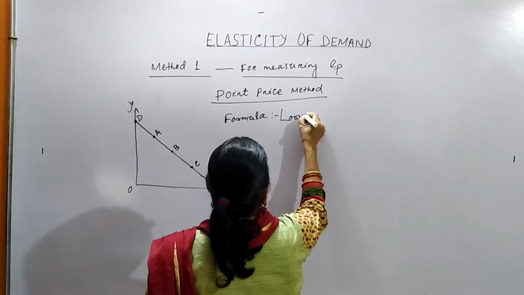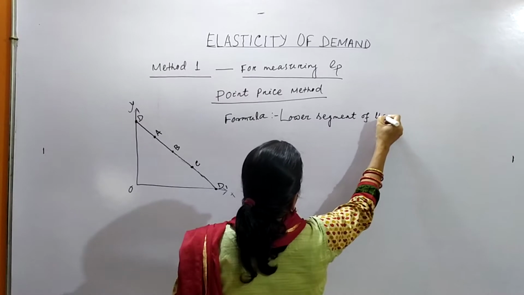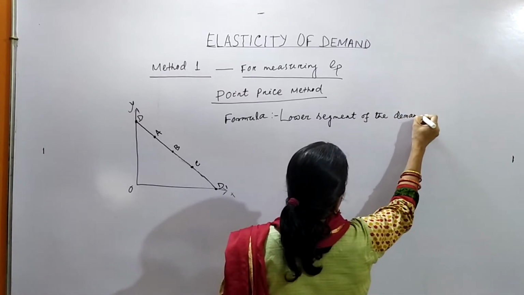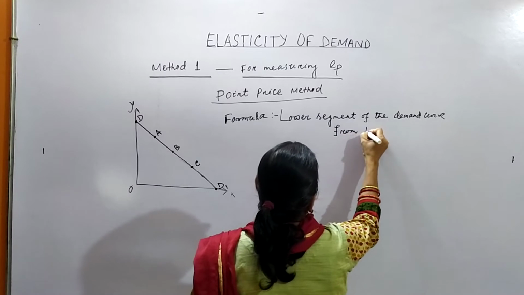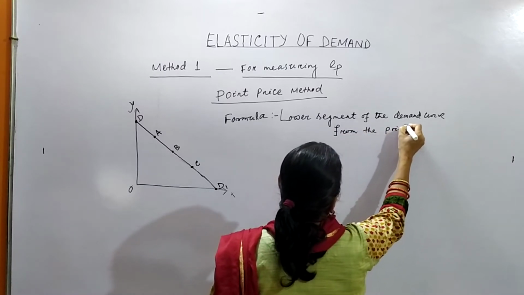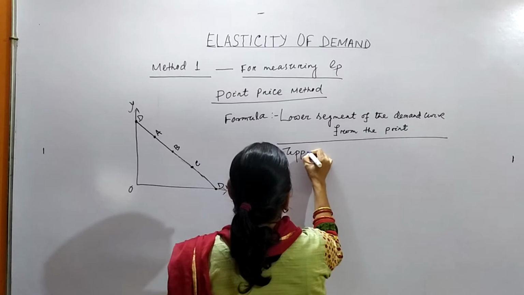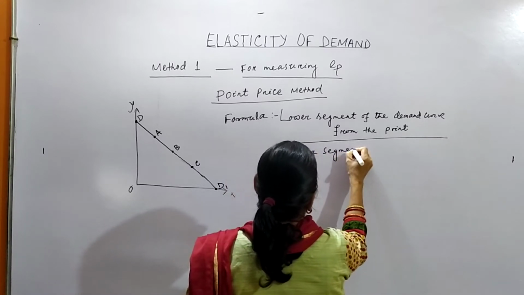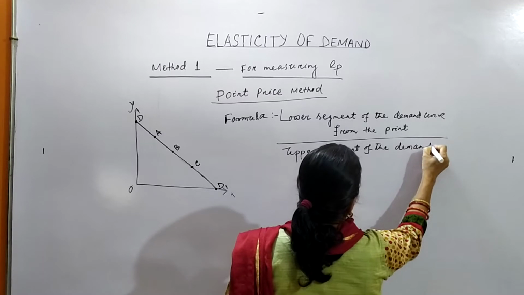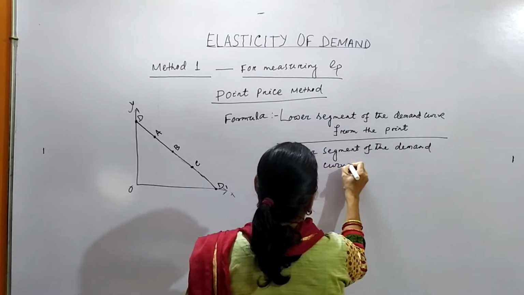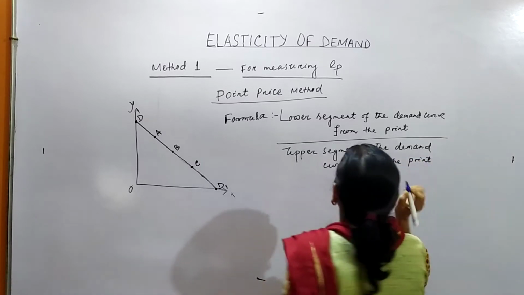lower segment of the demand curve from the point divided by upper segment of the demand curve from the point. You have to remember this formula.